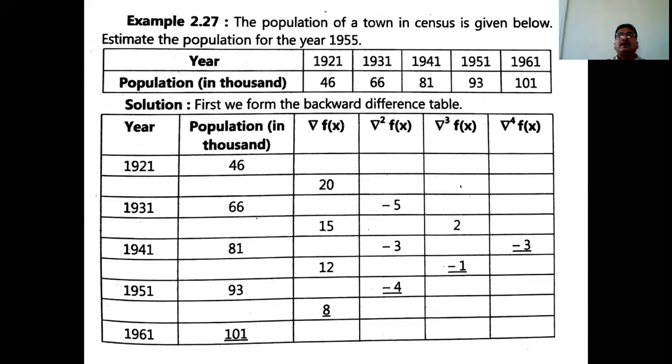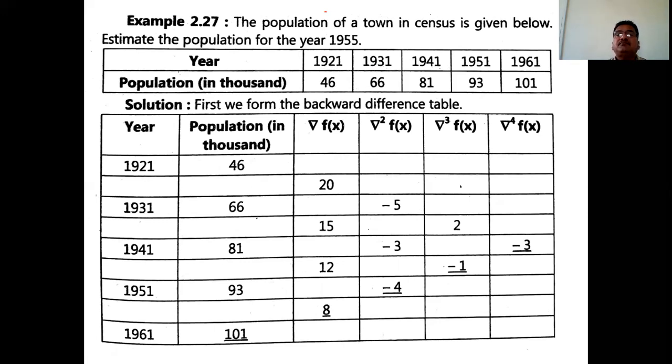If we observe the values of x, they are equidistant: 1921, 1931, that is, the difference is 10. The difference between 1931 and 1941 is 10. That is, the values are equidistant. So if the values of x are equidistant, and we have to interpolate the value of the function f(x), then use either Newton forward or backward. If the values of x are not equidistant, then use the other formula, that is, Lagrange's interpolation formula.